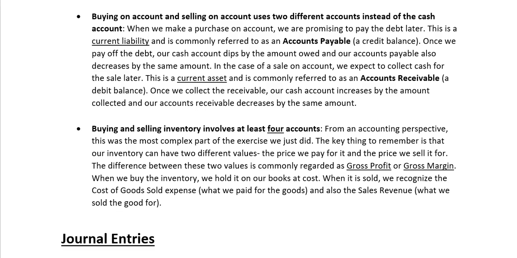When we buy the inventory, we hold it on our books at cost. When it is sold, we recognize the cost of goods sold expense, what we paid for the goods, and also the sales revenue, what we sold the goods for.